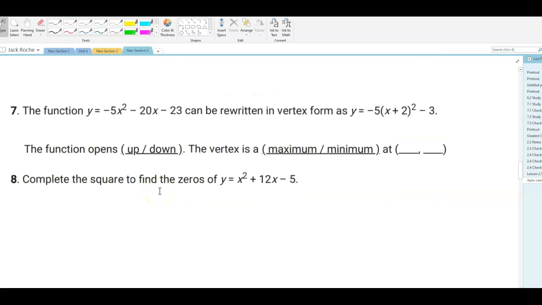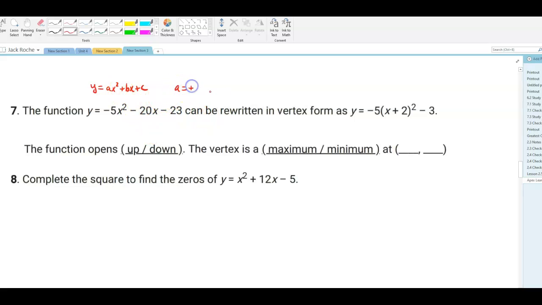So the function y equals negative 5x squared minus 20x can be written in vertex form as negative 5 times x plus 2 all squared minus 3. The function opens up or down, and the vertex is a min or a max. So in this case, if you have y equals ax squared plus bx plus c, these numbers are the numbers in front.